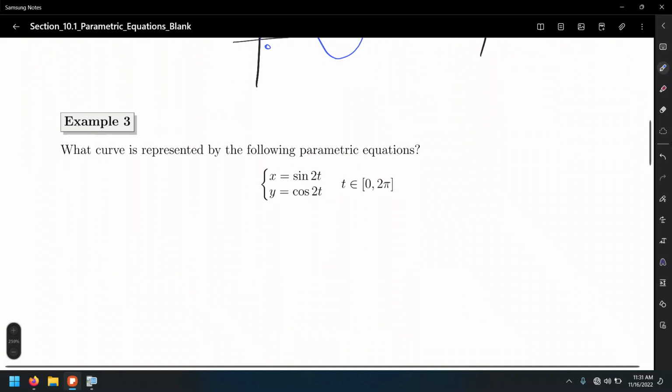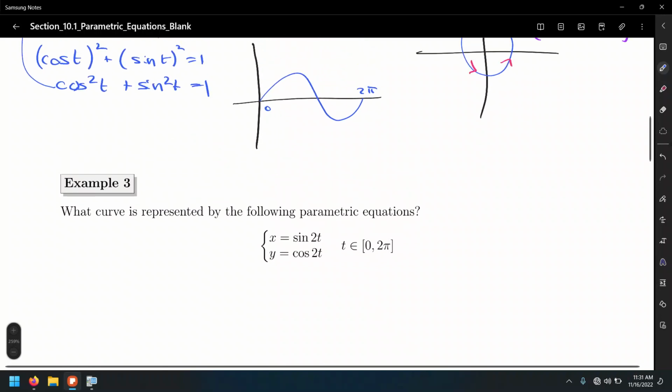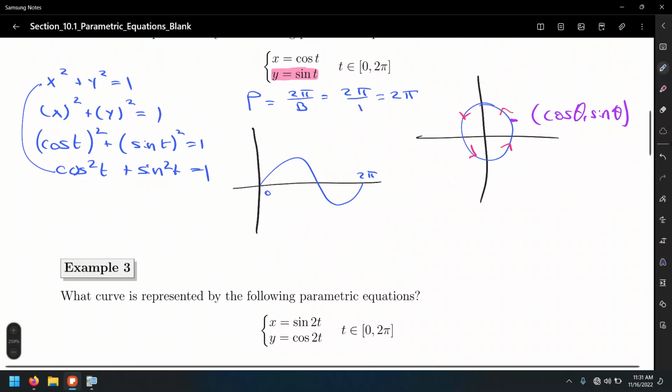Example number 3. What curve is represented by the following parametric equations? Let me have both on the screen. What do you notice different between this set of parametric equations in example number 2 versus the set of parametric equations in example number 3? So the order is reversed. There's another difference here: the 2 in the coefficient of the angle, right? In this case, it's a 2. So let's find out what's going to be the difference here.